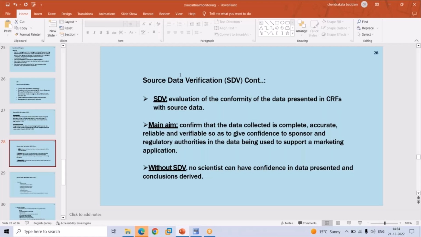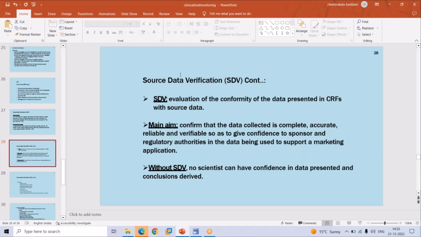Okay. So SDV, evaluation of the conformity of the data presented in the CRF with the source documents. It will confirm that the data on the CRF is consistent with the source data. So it is to confirm that the data collected is complete, accurate, reliable, verifiable, so as to give confidence to the sponsor and also regulatory authorities.